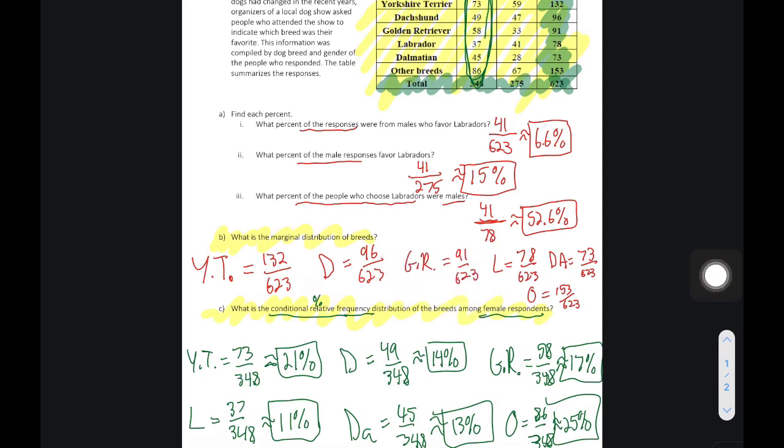All right, so I hope that clarifies a little bit between marginal distribution and conditional distribution. Conditionals on the inside and marginals on the outside. And remember, we made these into percents at the end just because it said relative right in this little sentence here.